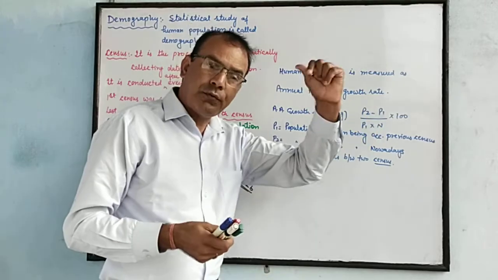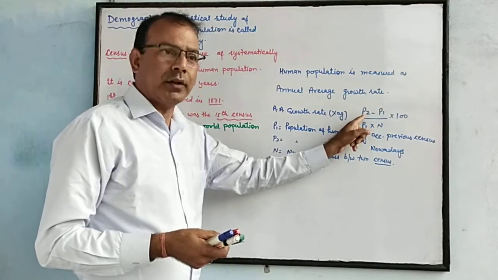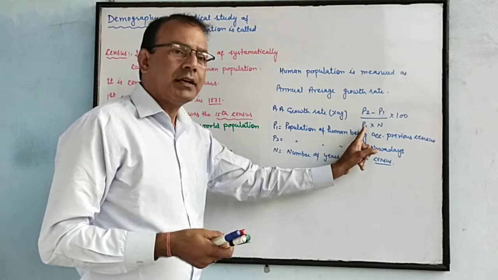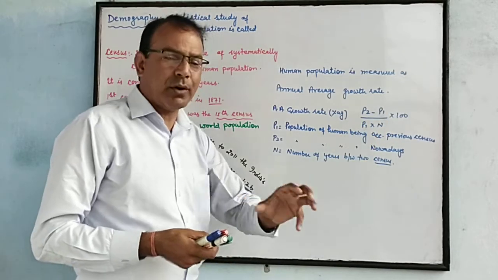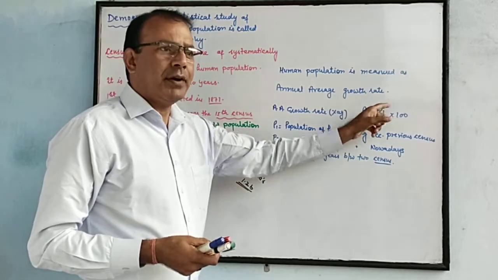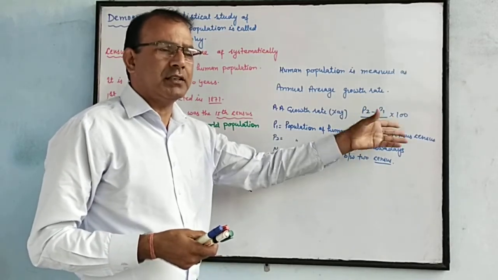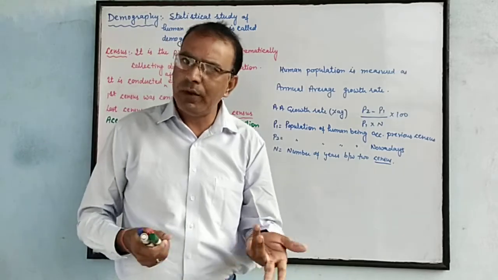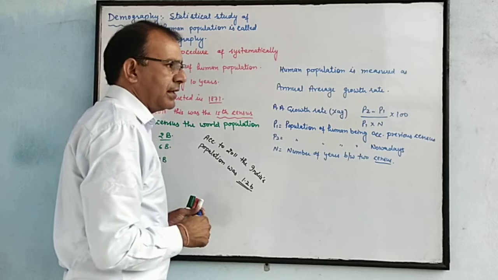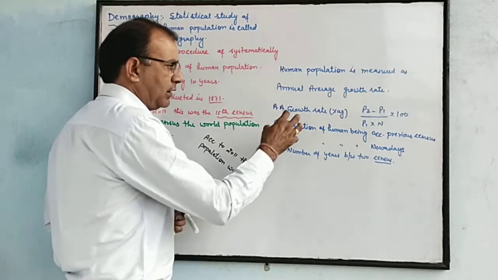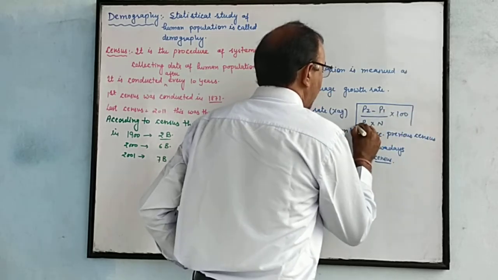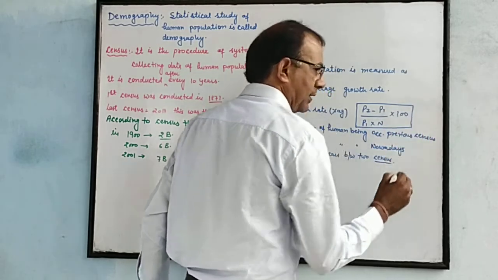P1 stands for 500, nowadays 1000 minus 500, what is the total? Here 500 into N, the gap period of 10 years, so 500 into 10 is 5000. Multiply, that is 0.1%. This is the annual average growth rate. This is the formula by which we can calculate the annual average growth rate percentage.